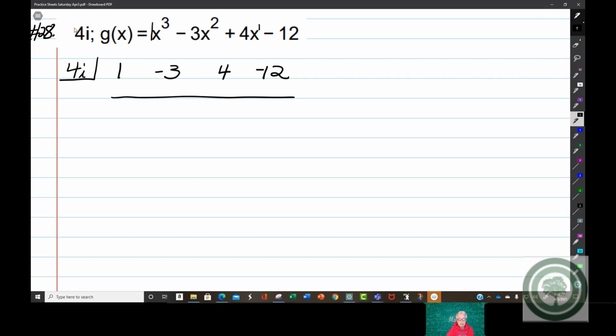Okay, there's my test number, only notice that it's complex. It's not in the real number system. But we're going to do all the same things. I bring this number directly down and write it here. All right, 1 times 4i is 4i.